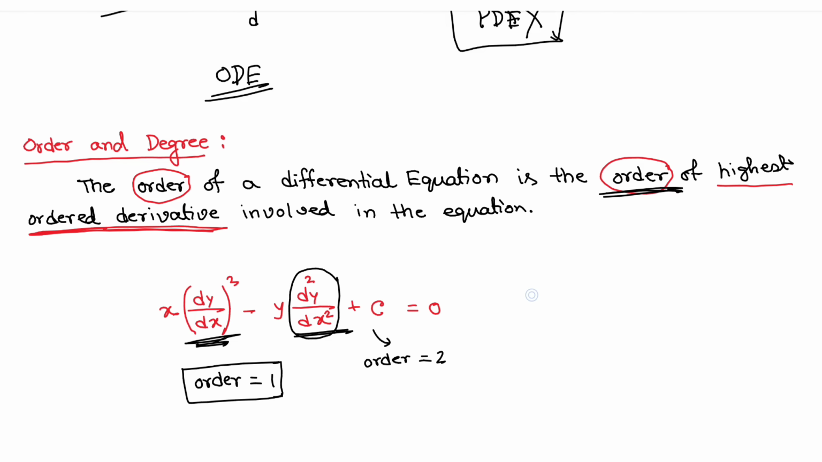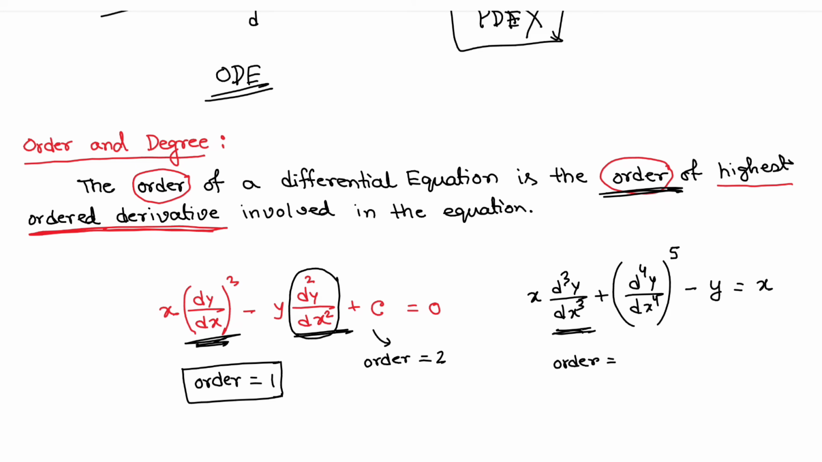Now suppose I am writing x d3y/dx3 plus (d4y/dx4) whole to the power 5 minus y equals, let's say, any number x. Now tell me, in this equation what is the order? First we have to find out the highest order derivative. This is third order, 3 times derivative, and this is fourth order, 4 times derivative. So order will be 4. Okay, this is the concept of order.